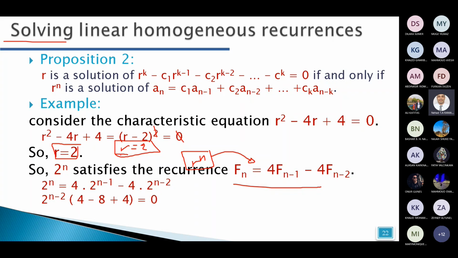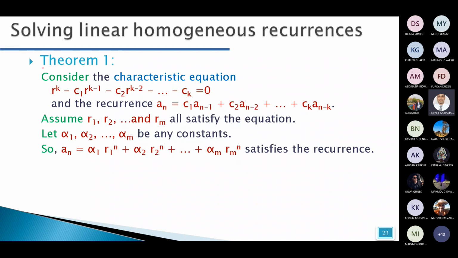But what if we have more than one r? Then the summation, but with constants. That's why we have theorem 1. Theorem 1 says that if we get the characteristic equation for a recurrence relation, then we get r1, r2 as a solution for the characteristic equation.